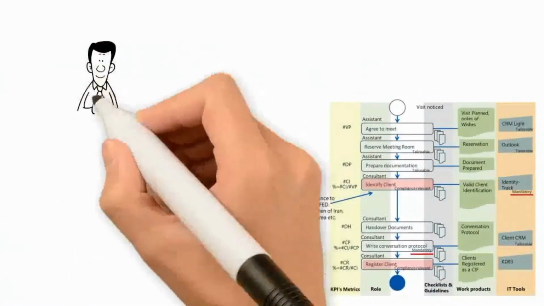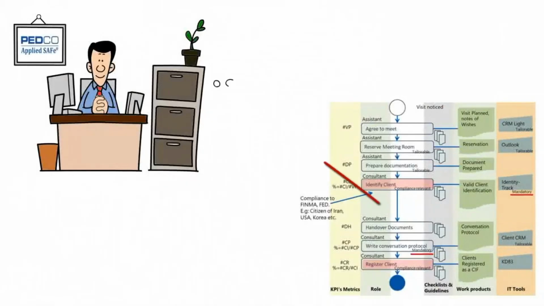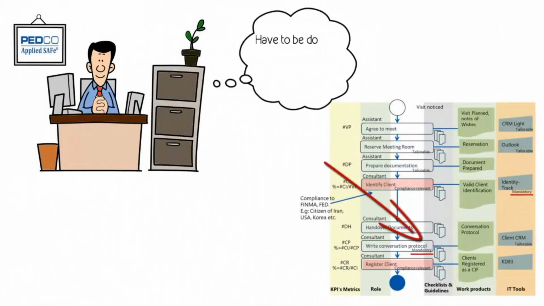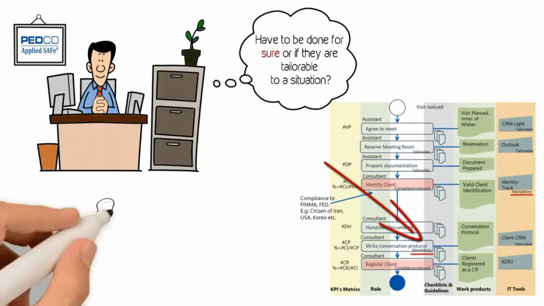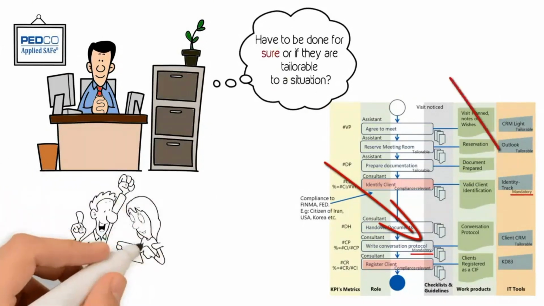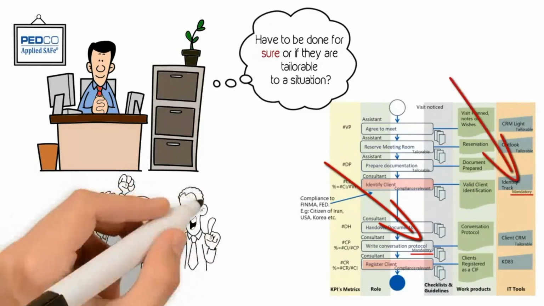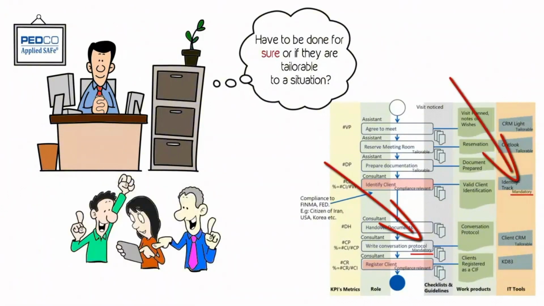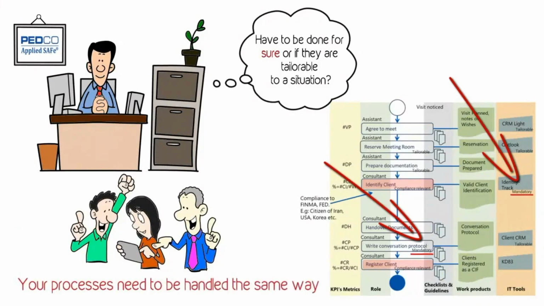As a consultant, you need to know which activities are mandatory. You also have to know if some have to be done for sure or if they're tailorable to a situation. This same thought goes for tools. Some tools are mandatory and others are not. In order to deploy a successful process in the long term, your processes need to be handled the same way, regardless of who's done it.